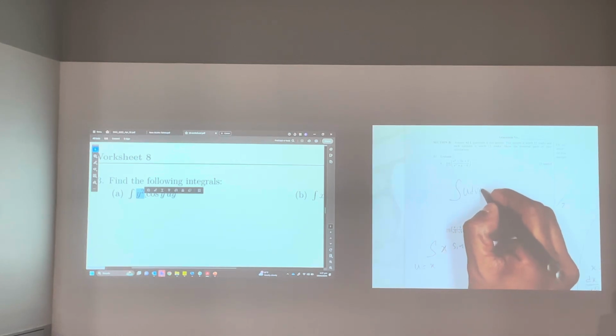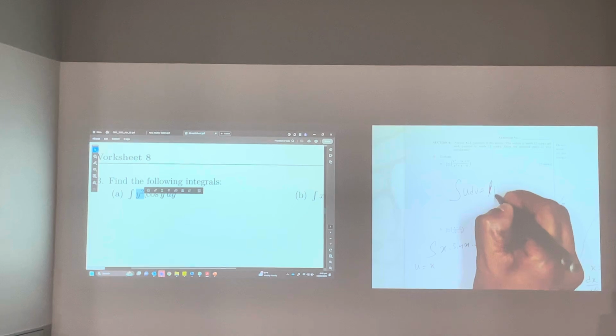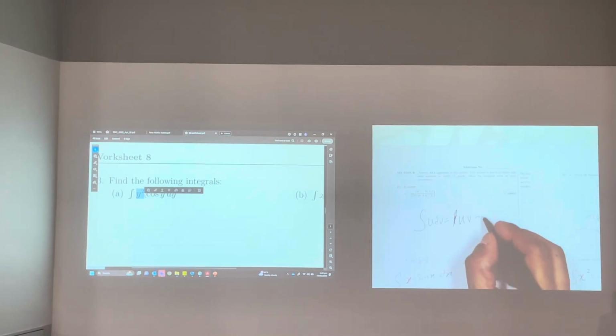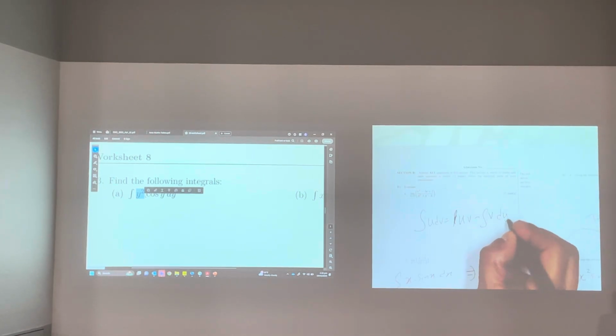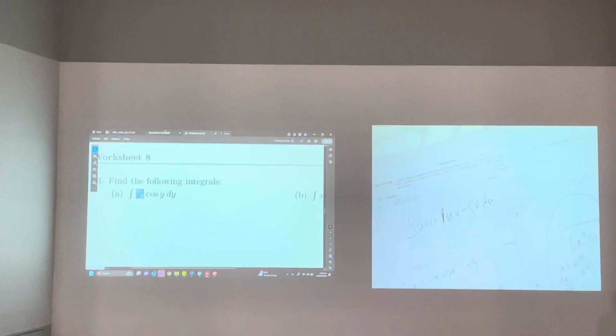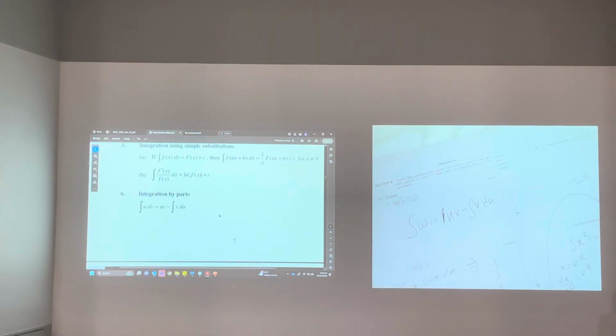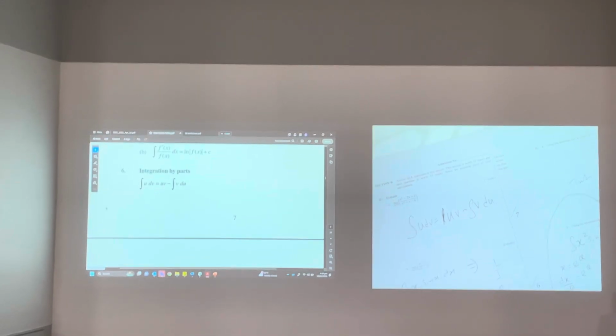u dv is equivalent to uv minus integration v du. This one no need to memorize. It's in the math table, page A1 to B1, 61. Okay, here: u dv is equivalent to uv minus integration v du.